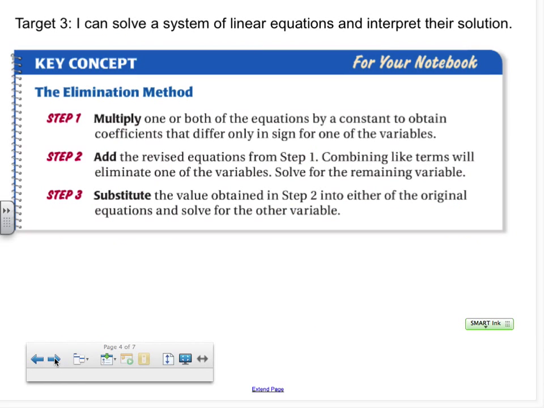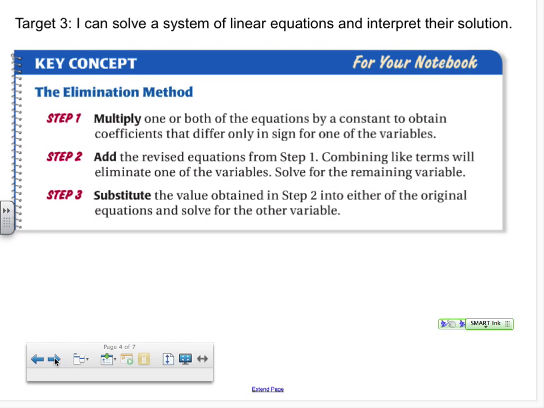Moving on to the next method, the elimination method. This is typically set up in standard form. You've got your x's stacked on top of each other, your y's stacked on top of each other, your equal signs stacked up, and your constants stacked up in the two equations. Generally, ax plus by equals c.